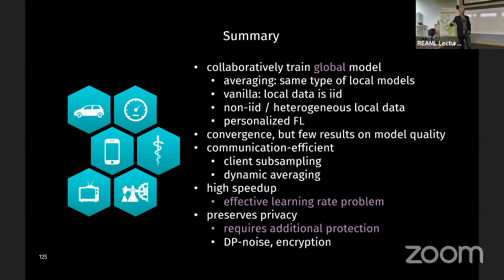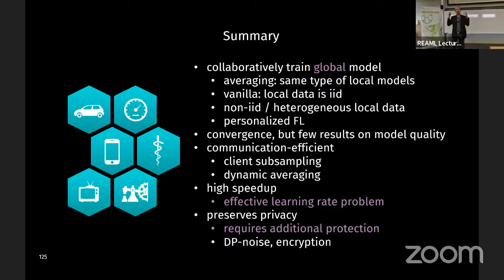We usually assume that data is IID. We use the same training algorithm. We use the same model type or model architecture, but there are many current approaches that try to get rid of these assumptions. There are a lot of results that prove convergence, but there are few that prove good model quality.